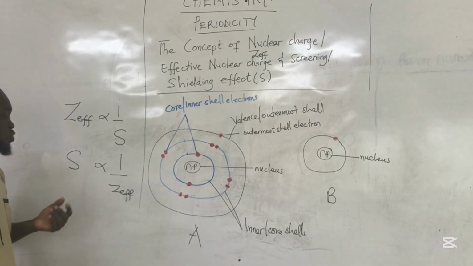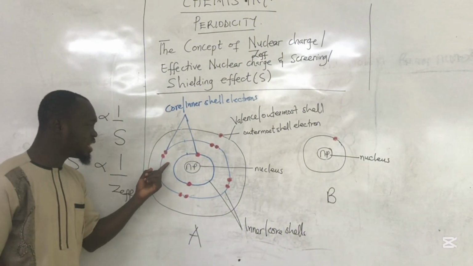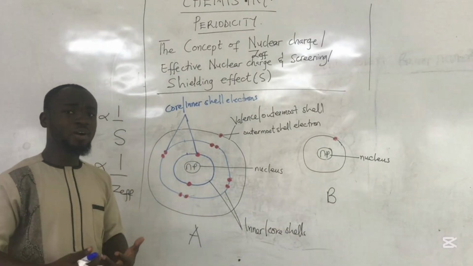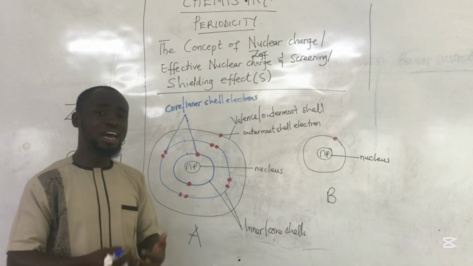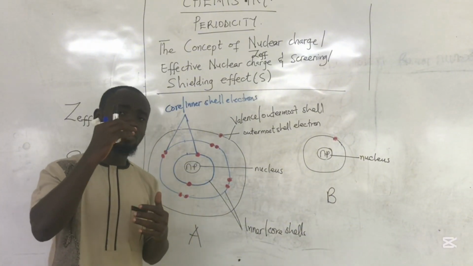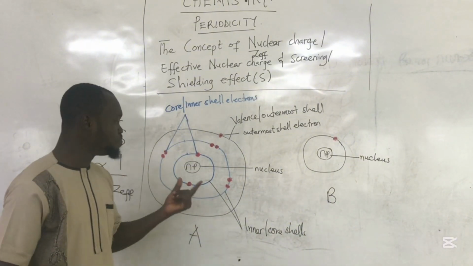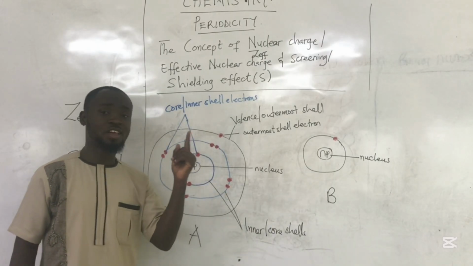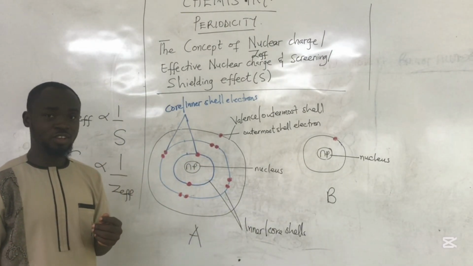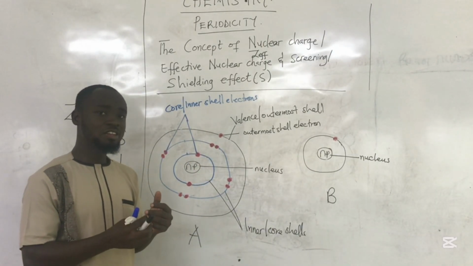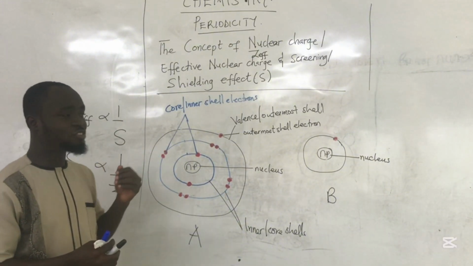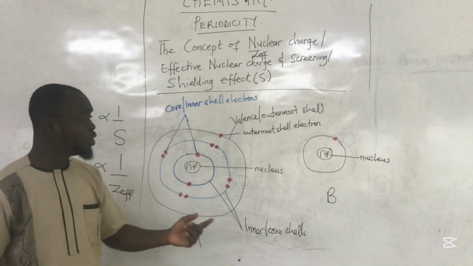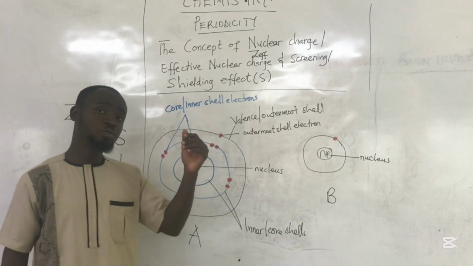Is that okay? So if we have more inner shells, there will be more inner shell electrons. And while there's more inner shell electrons, there's going to be an increase in blockage and reduction in attraction made from the protons onto the valence electron that is available. Is that okay? So when that happens, it means that the nuclear attraction will be reduced. So the net force of attraction onto the valence electron will be reduced.